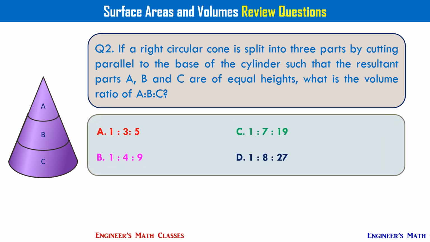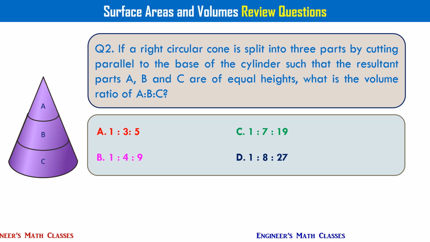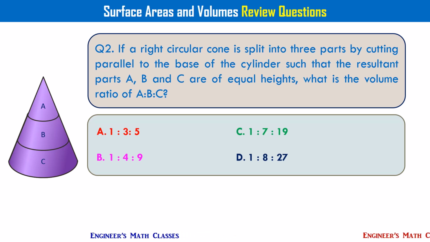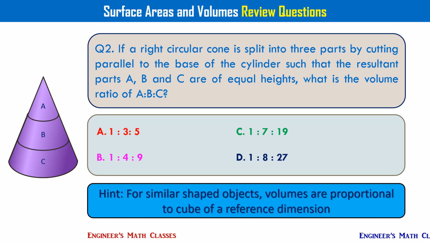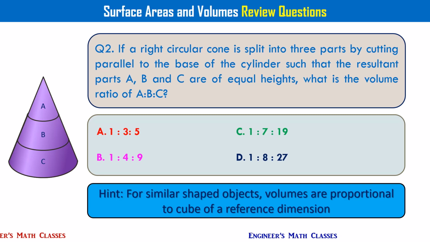So the options given are option A 1:3:5, option B 1:4:9, option C 1:7:19, option D 1:8:27. So here the hint is, for similar shaped objects, volumes are proportional to the cube of a reference dimension. Okay, that's question number 2.